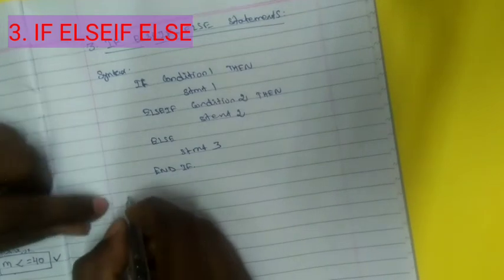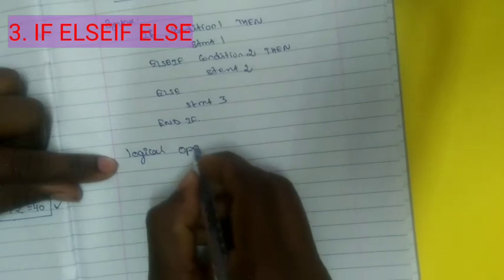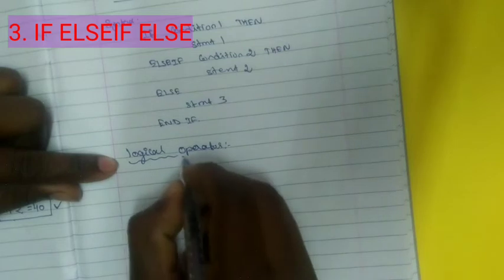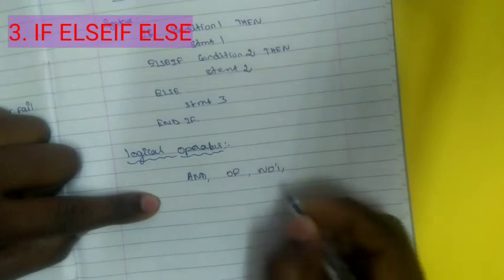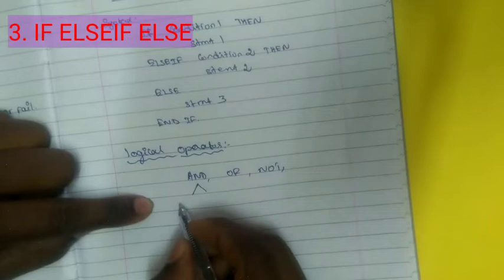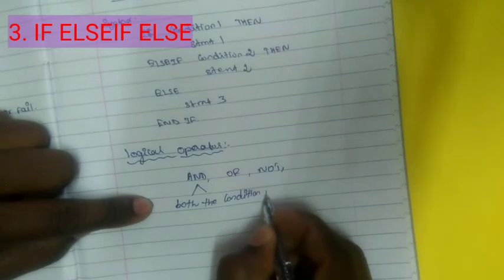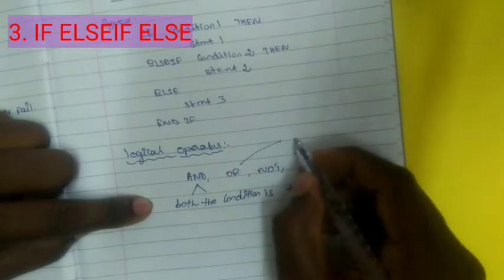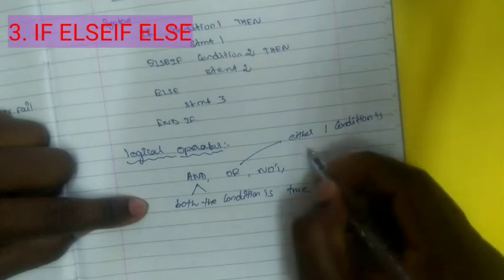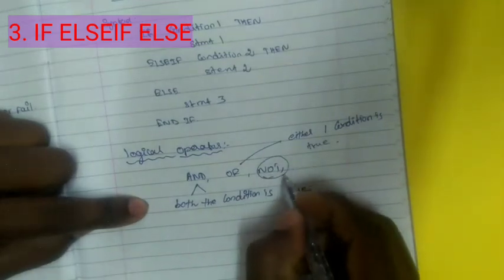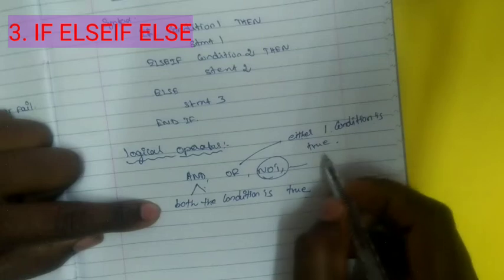Before that, logical operators: and, or, not, these are all the logical operators. And means both conditions are true, or means either one condition is true. The not we will discuss later. Both conditions true means and, either one condition true means or.